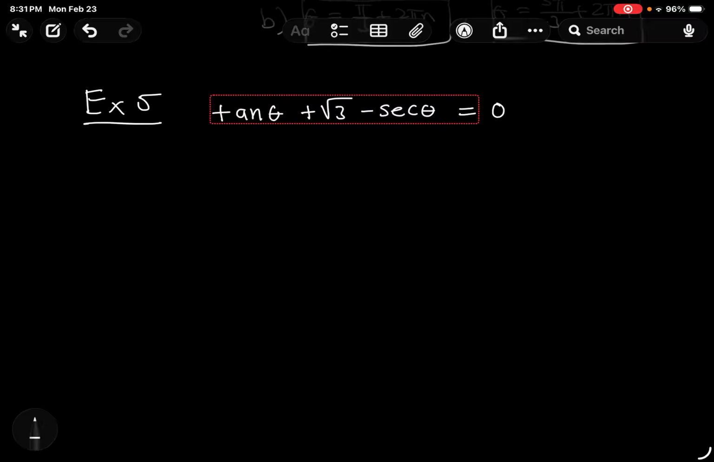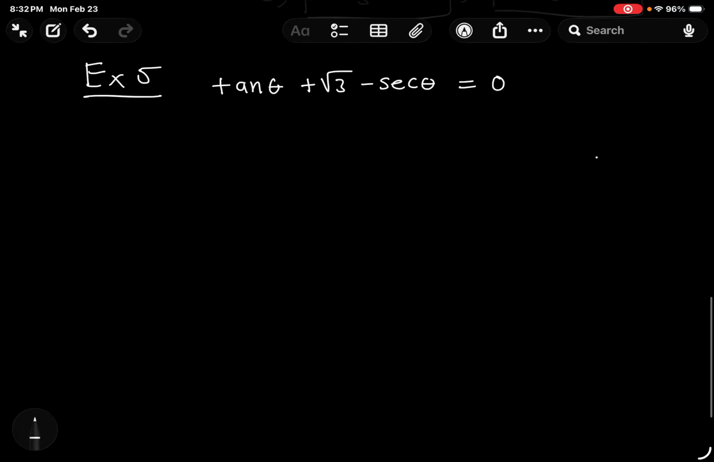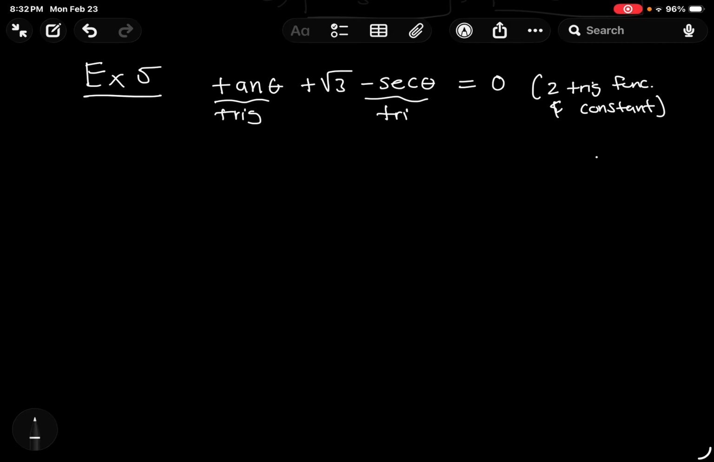Canvas. Okay, so for this one, whenever you see 2 trig, here's the strategy, the type of problem you see: 2 trig functions and a constant. The 2 trig functions, as long as they don't have a square in it. So over here, here's a trig that's not squared, here's a trig that's not squared, and then here's my constant. There's a particular strategy to solving 2 trigs and a non-zero constant.